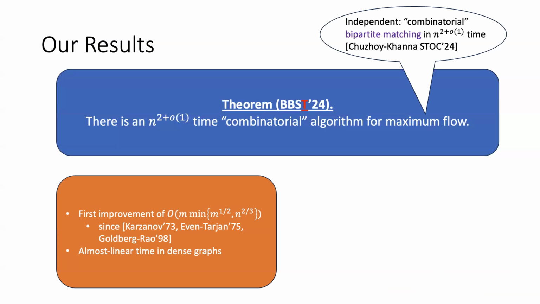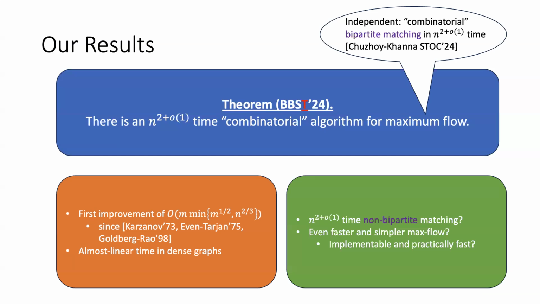So at least in this region, we match the almost linear time flow algorithm. And it's worth mentioning that there is a very recent independent work by Chuzhoy and Khanna, who gave a combinatorial algorithm for bipartite matching that also had the same running time of n² plus little o(1). And as I said, one hope we have is that by getting a faster combinatorial algorithm for max flow, maybe we can solve non-bipartite matching faster as well. And we also hope that at least some of the ideas here may lead to even faster and much simpler max flow algorithms, which could be potentially implementable and practically fast.